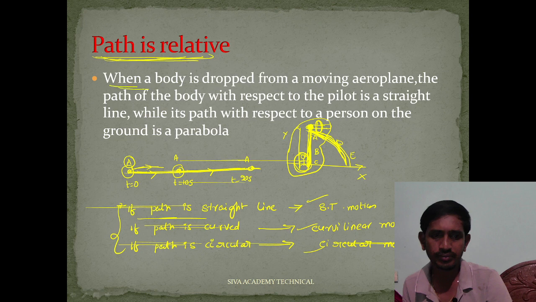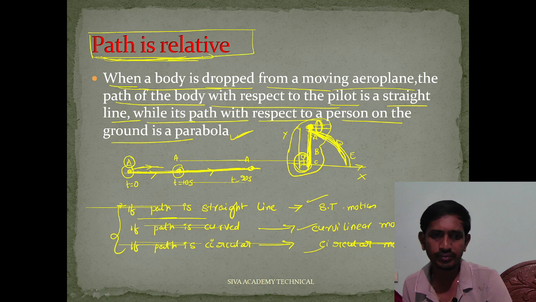So when a body is dropped from a moving aeroplane, the path of the body with respect to the pilot is a straight line, while its path with respect to the person on the ground is a parabola. I hope that you understood. Path is relative.